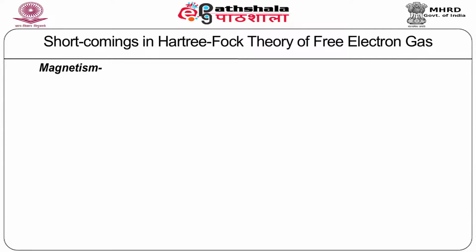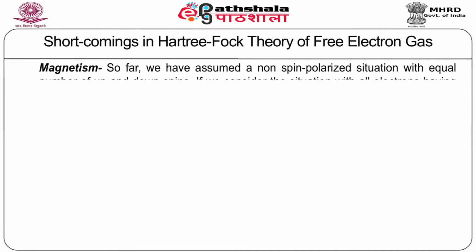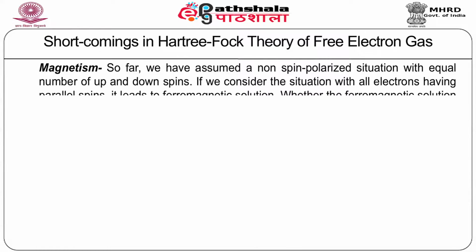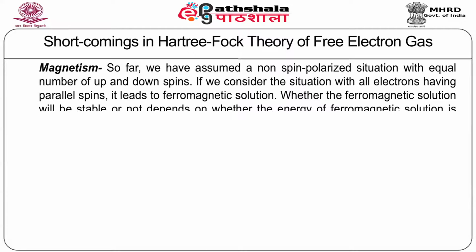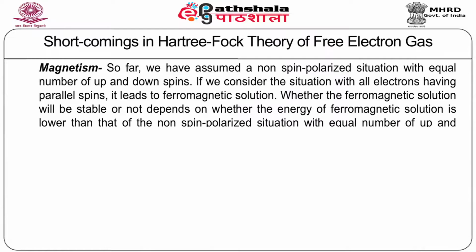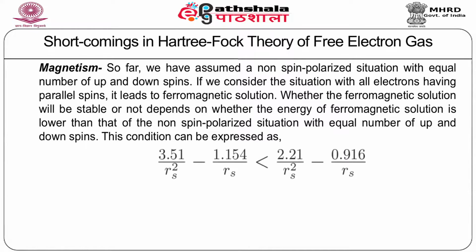The first issue to be discussed is magnetism. So far, we have assumed a non-spin polarized situation with equal number of up and down spins. If we consider the situation with all electrons having parallel spin, this leads to a ferromagnetic solution. Whether the ferromagnetic solution will be stable or not depends on the energy of the ferromagnetic solution, whether it's lower than that of the non-spin polarized situation with equal number of up and down spin. This condition can be expressed in the following way.